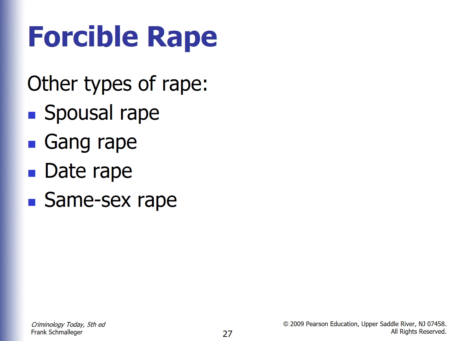Other types of rape: spousal rape, gang rape, date rape, same-sex rape. These are things that we're aware of. UCR actually didn't count same-sex, and that's being changed. So spousal rape, at one point that wasn't even a crime, where as long as you were married, it was expected, where now it's a crime. Gang rape, we're talking about a bunch of people ganging up on one person. Date rape, you're on a date and the person decides to go beyond where you want to go with them.